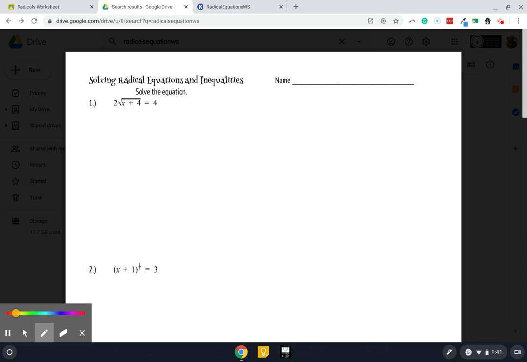First of all, in number 1, I want to isolate my radical. In other words, I want to get the radical alone. And so to do that, my best option is going to be to divide that 2 out of there on both sides. Because then I've just got the square root of x plus 4 equals, doesn't equal 4 anymore, sorry guys, equals 2.